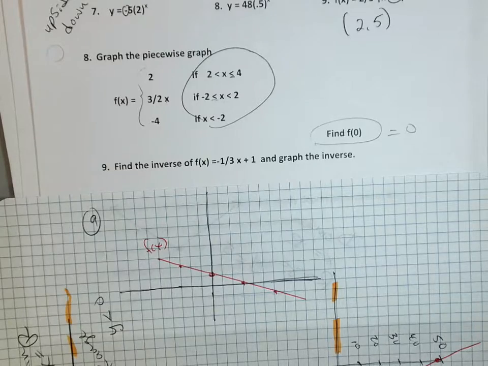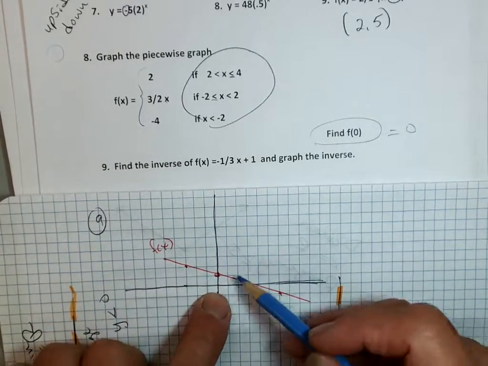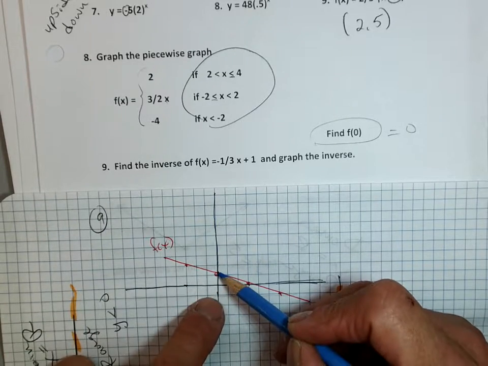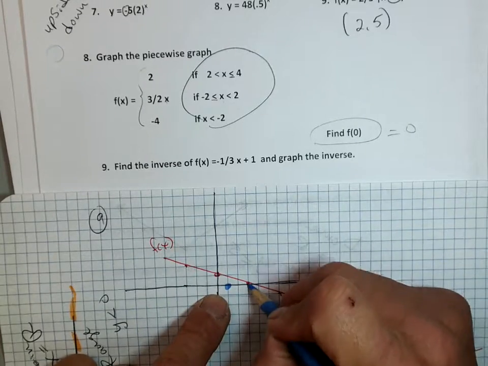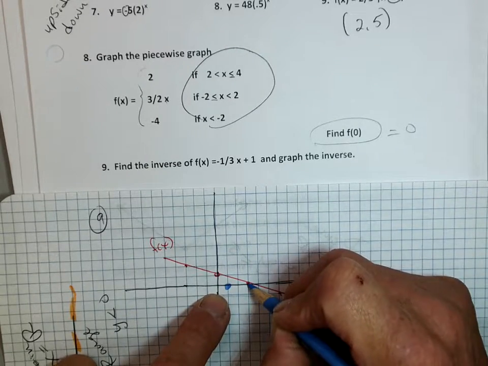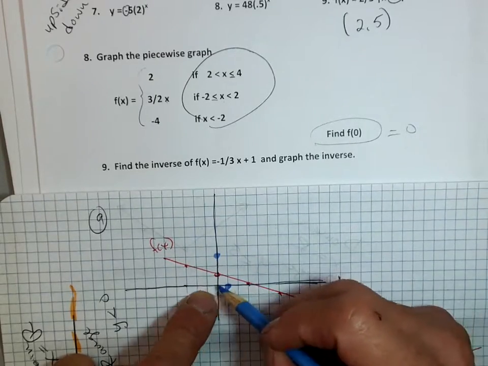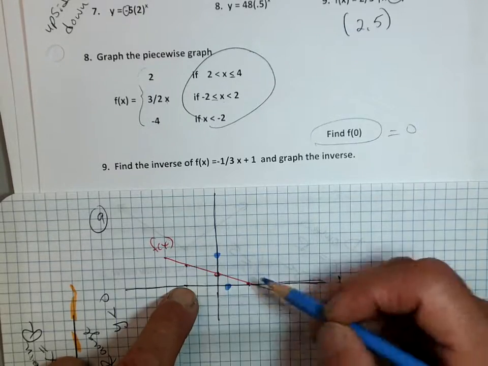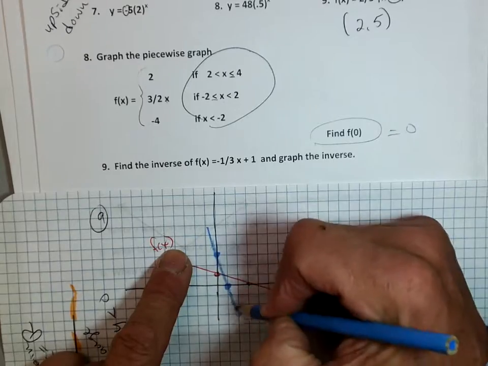So if you do the inverse, one way to honestly do it that always works is just reverse the points. Okay, this is the point at 0, 1. So its inverse would be, instead of 0, 1, it'd be at 1, 0. Right? This point is at the point 3, 0. Its inverse would be at 0, 3. This point's at negative 3, 2. So it'd be at 2, negative 3. Okay, so I pretty much have the graph, right?